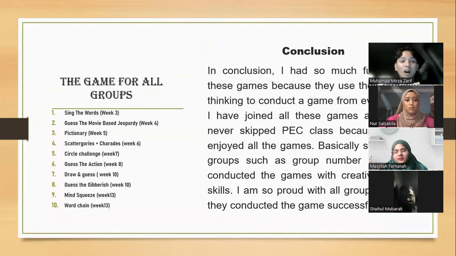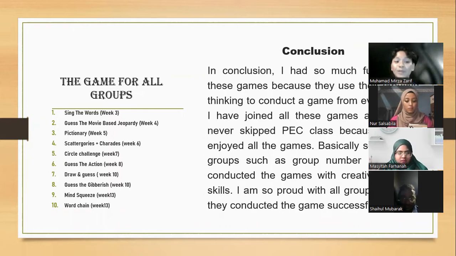Next is the games for all groups, of which we have 10 groups. For group number 1, we have sing the words, and number 2, guess the movie based on Jeopardy. Number 3 is Pictionary, number 4 is categories and characters, and number 5, circle challenge. Number 6 is guess the action. Number 7 is draw and guess, number 8 is guess the gibberish, number 9 is my quizzes, and the last one is word chain.